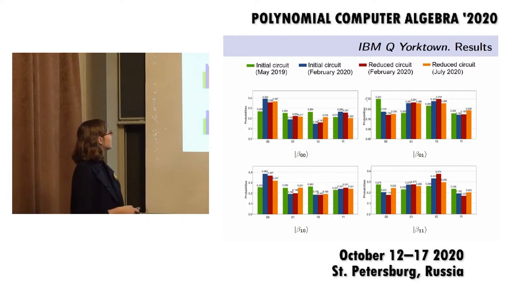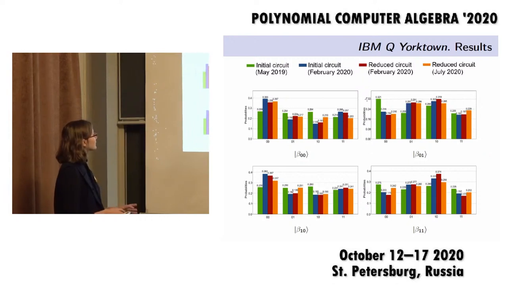And after the modification of the computer, the probabilities of observing the correct results became higher, but as you can see from these histograms, the actual errors of the quantum computer play a more crucial role in the result than the choice of initial circuit or reduced one.